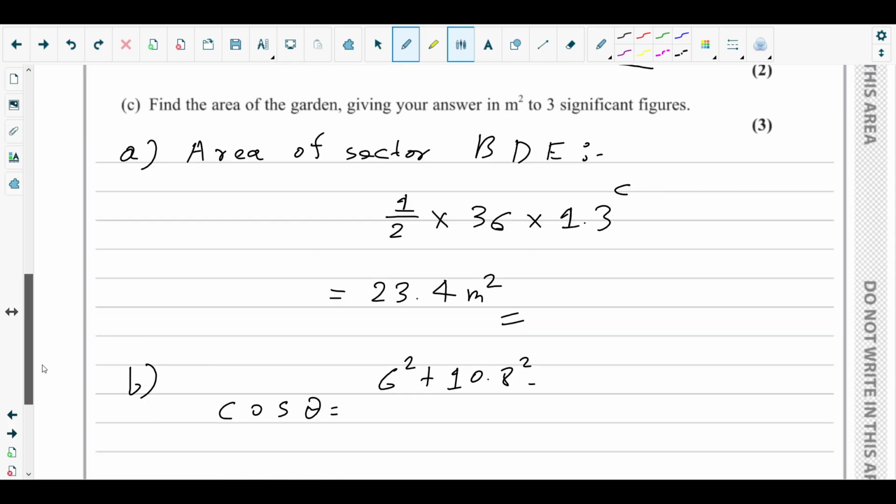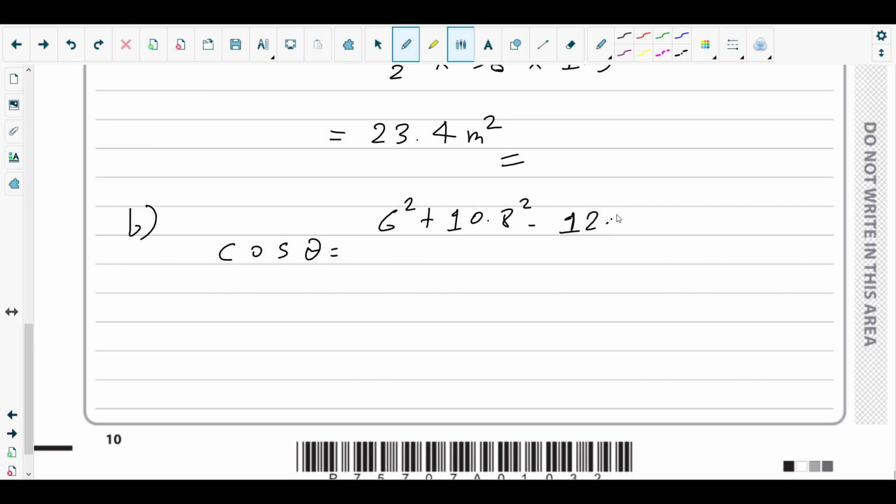So that would be 12.2 squared, over twice the product of the lengths of the 2 adjacent sides, that is 6 and 10.8. If I tell you again, the cosine rule is basically cos theta equals, in the numerator, the sum of the squares of the lengths of the 2 adjacent sides, that is 6 squared plus 10.8 squared, minus the length of the opposite side to theta, that is 12.2 squared, over, in the denominator, 2 times the product of the lengths of the 2 adjacent sides to theta. Fine.